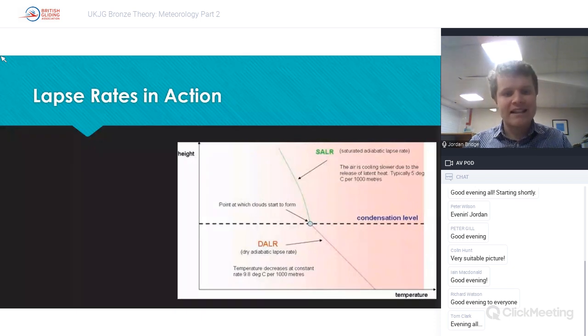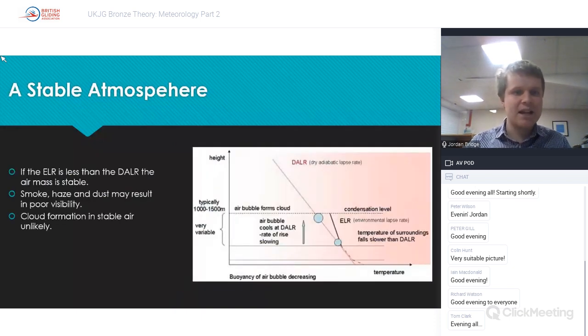But talking about stability, a stable atmosphere is where we can compare things. We've got our environmental lapse rate here compared to the dry adiabatic lapse rate. If the environmental lapse rate is less than the dry adiabatic lapse rate, the air mass is stable. That is because the rising air will be cooler than the surrounding air and will sink. The atmosphere, therefore, is said to be stable.